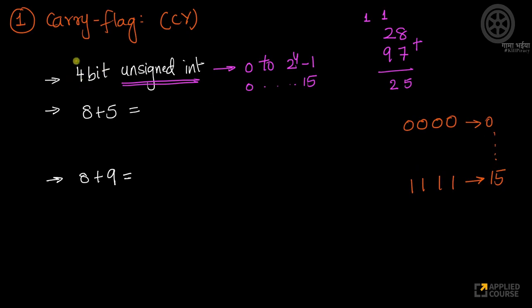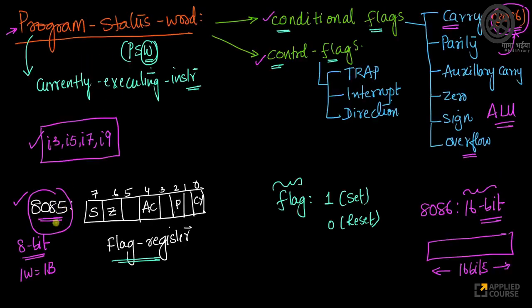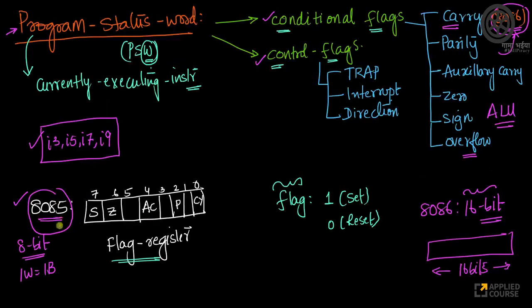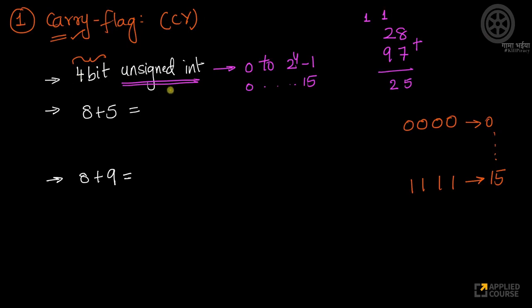So let's take a simple example of using a 4-bit integer, so that we understand the carry flag better. In the real world, if you are using an 8085 microprocessor, this will not be 4-bit unsigned integers, they will be 8-bit unsigned integers. If you are using an 8086 microprocessor, again depending on the implementation, your integers could be 2 bytes long. But just for our understanding, I'll use only 4-bit unsigned integers, for simplicity.